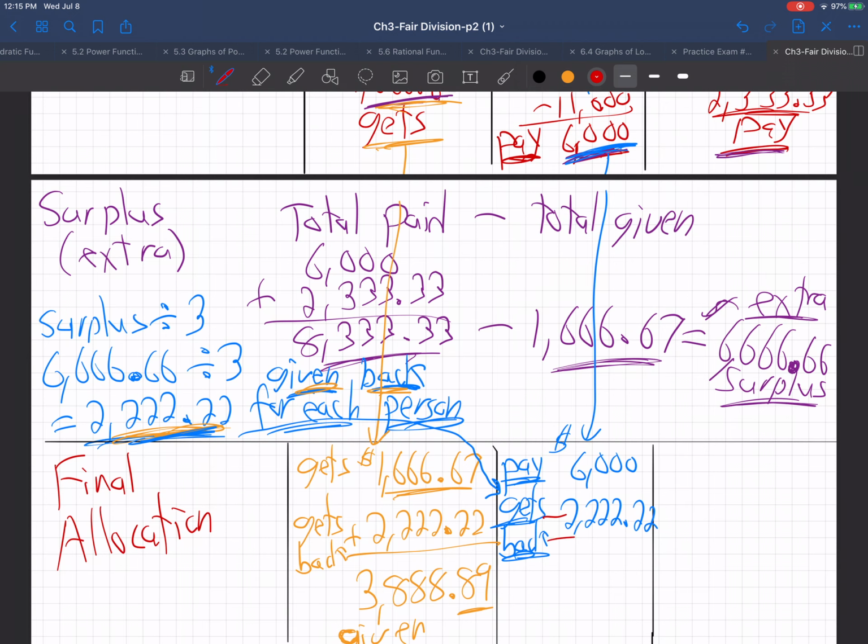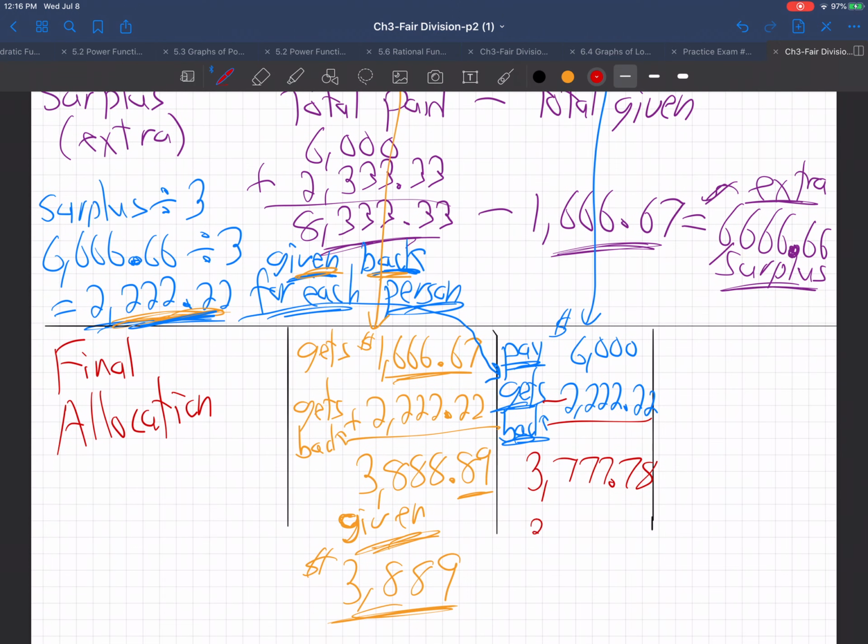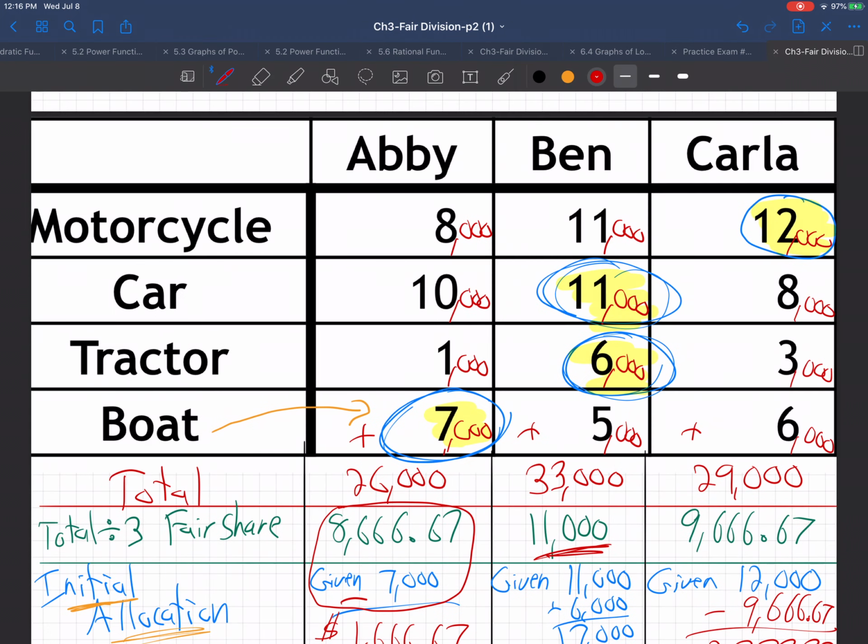If we subtract those, I'm getting 3,777.78, rounded to the nearest dollar, 3,778. And what is that money? That's money he pays, because he pays more than he gets back, doesn't he? So Ben still has to pay. He pays $6,000, gets $2,000 whatever back. So in the end, he pays $3,778. And plus Ben got some stuff. He got the car and the tractor.